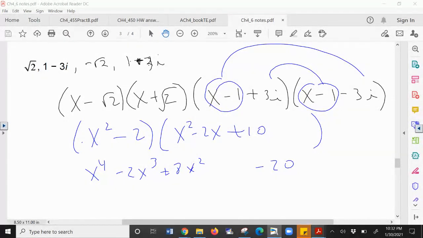x squared. How many x's do we have? Just this one. Plus 4x. Okay, I hope I got them all. That should be all of them. All right, I think that's enough of that.